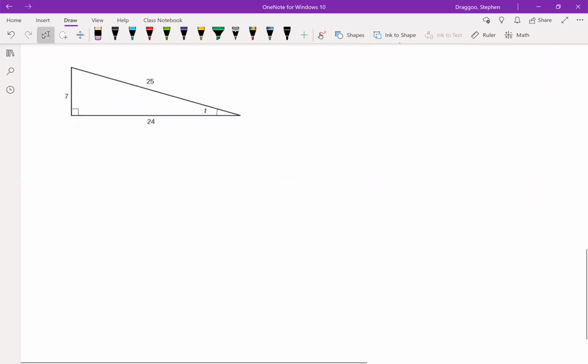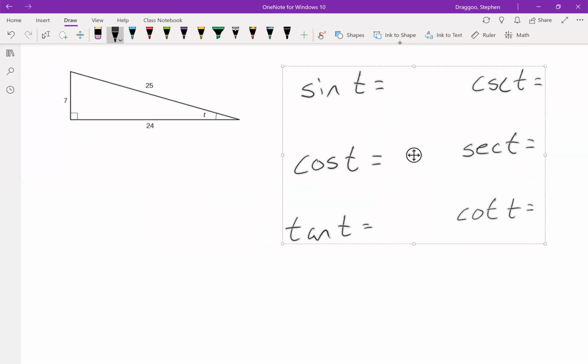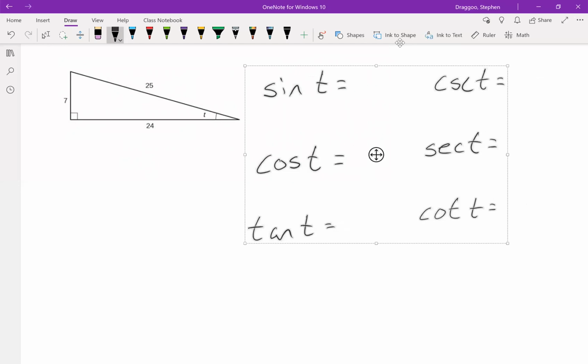All right, then let's take a look at part B. Again, finding our 6 basic trig functions. So I want sine of t, cosine of t, tangent of t, cosecant of t, secant of t, and cotangent of t. Let's actually inch these over a little bit. And I'll put those fraction marks back in.